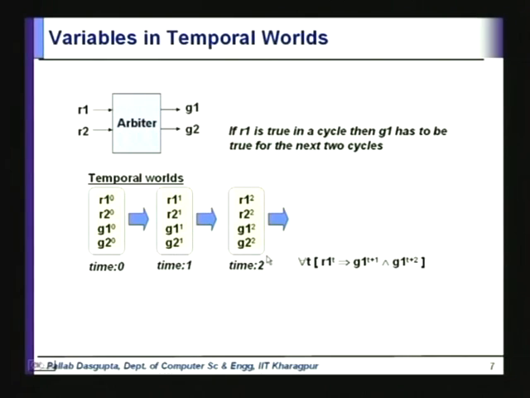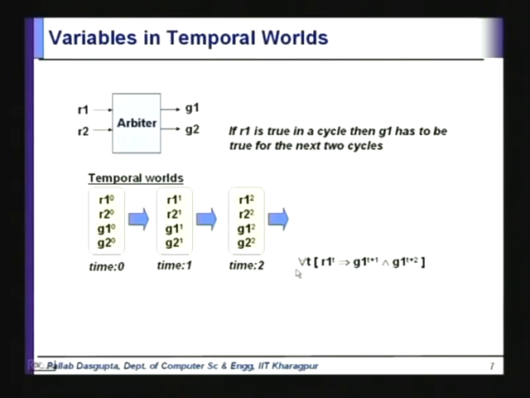So, in each temporal world the signals have a different valuation. So, we assign a different set of variables to represent their values in that clock cycle, clear. So, what are we trying to find out here? We want to prove that for all t, R1 t implies G1 t plus 1 and G1 t plus 2, that is the property that we want to prove.